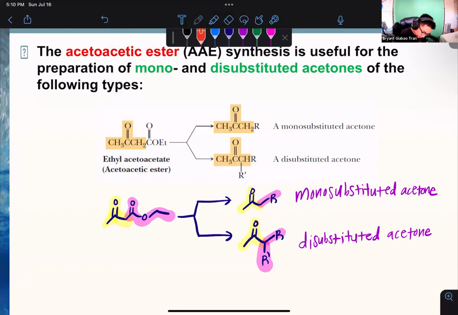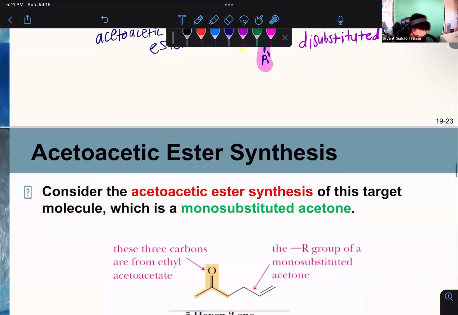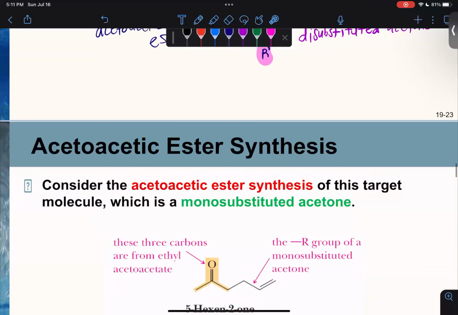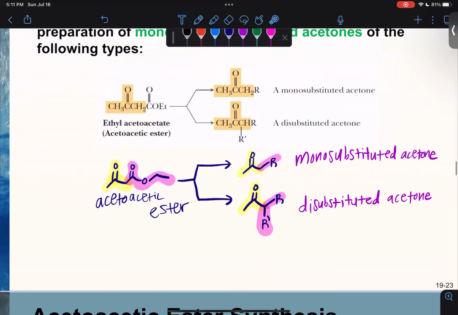Aceto is the yellow part, and then acetic ester. Yeah, this is your starting reactant here. You could either get the monosubstituted or disubstituted acetone. Are they both equal yield or is one more?